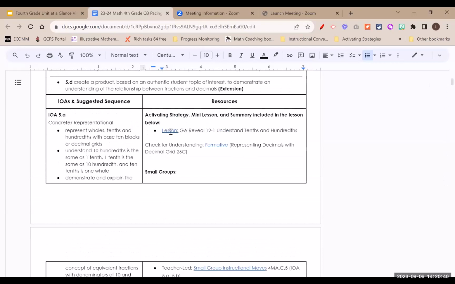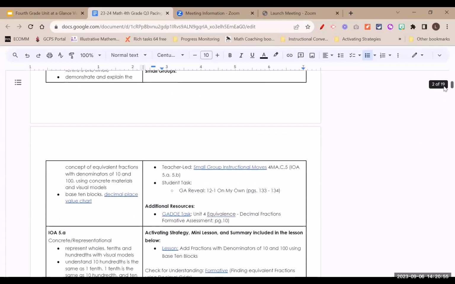You can see that the lesson on the first day is an adapted Georgia Reveal lesson. It gives you the lesson number and the title of the lesson. There's a check for understanding formative. You have your small groups for 5A and 5B, as well as a suggested task that's also from Georgia Reveal. You can see that this is from the On Your Own in Georgia Reveal, and it gives you the page numbers to support you as well.